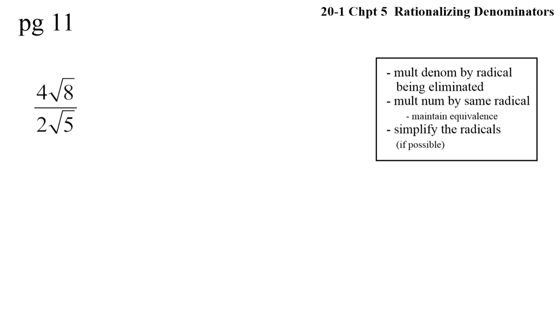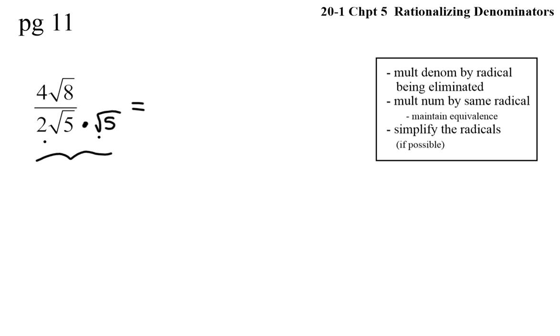4 root 8 over 2 root 5. Now here, we don't like the root 5 portion in the denominator. Some students will multiply by the entire value that's down there. That works. It'll get you the same answer. But really, all we have to multiply by is the radical that we need to get rid of. Show a little bit of steps this time just to show you.